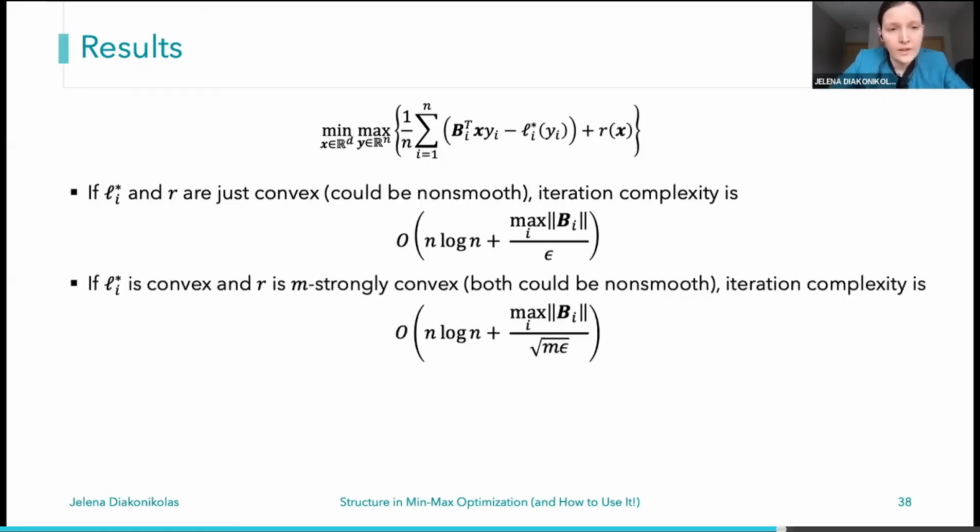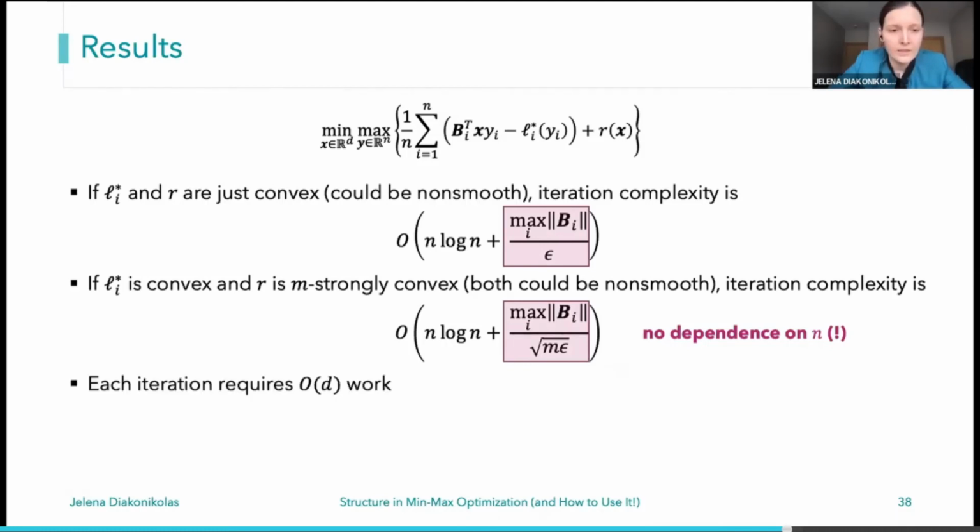If your regularizer is m-strongly convex, if you're using ridge regression, elastic net, or something like that, you can get even better dependence on epsilon. So it goes from 1 over epsilon to 1 over root epsilon. m is the strong convexity parameter. So no dependence on n whatsoever in the second term. And the number of arithmetic operations per iteration is order d, which is very efficient.